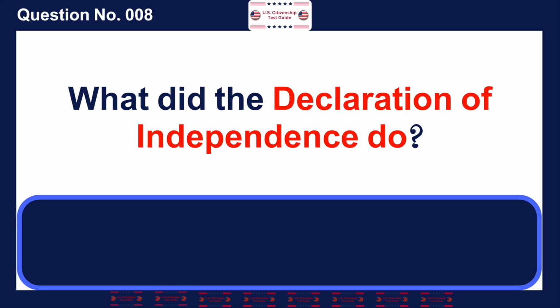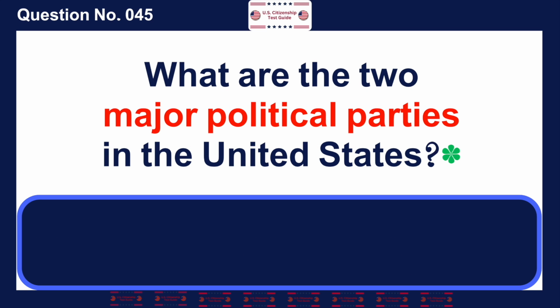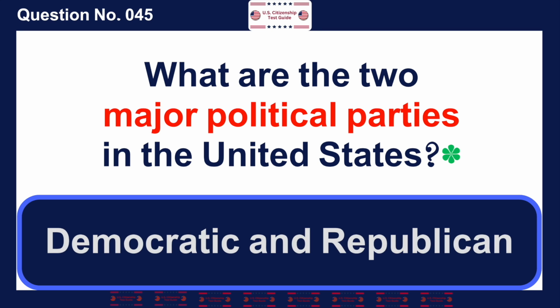What did the Declaration of Independence do? Announced our independence from Great Britain. What are the two major political parties in the United States? Democratic and Republican.